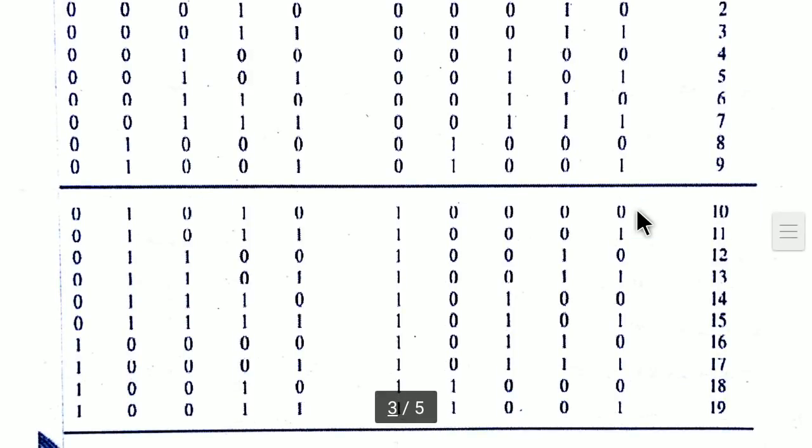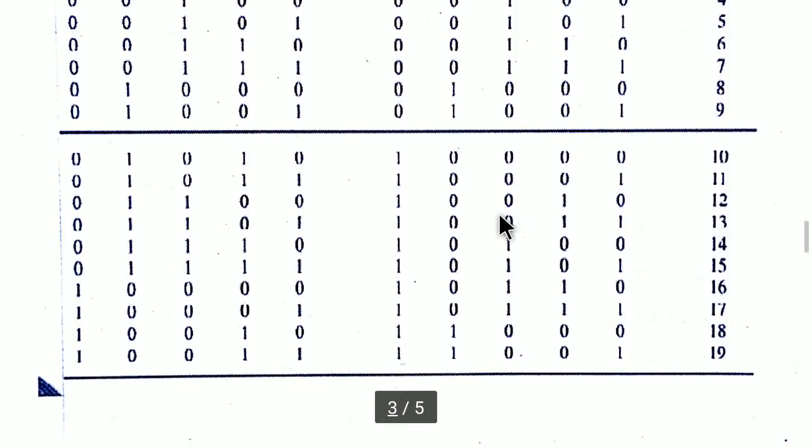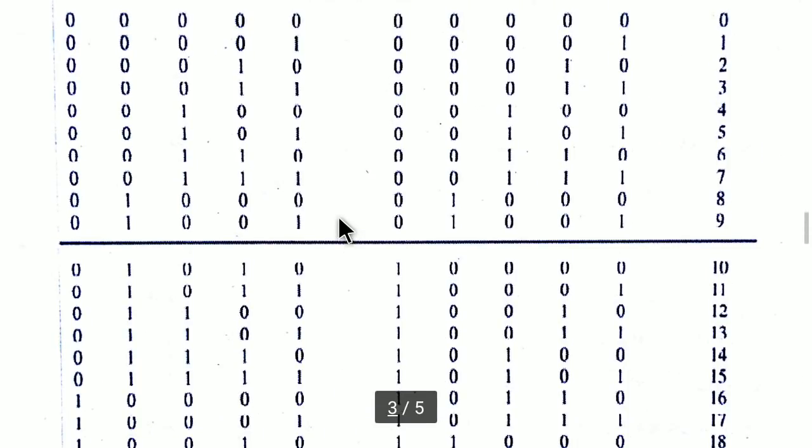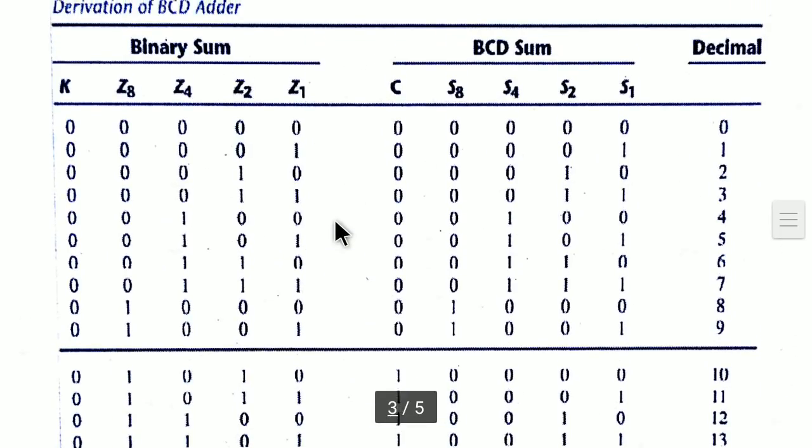When it exceeds 9, the binary value of 10 is 0, 1, 0, 1, 0, whereas the BCD value is 1 followed by 4 zeros. Here is where we have the difference between our BCD and our binary. So where is the difference? Look at this C that we have.